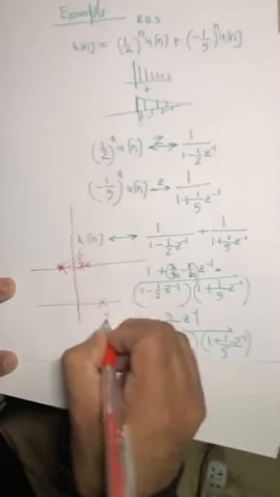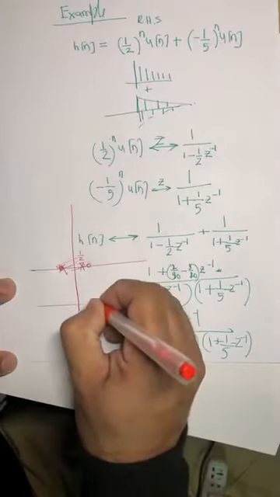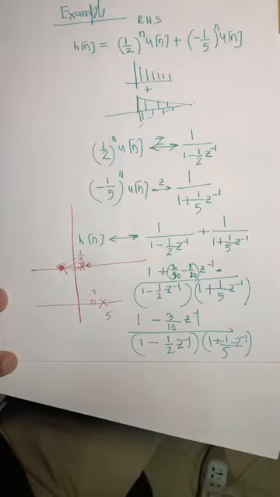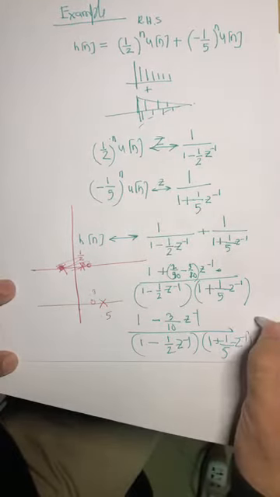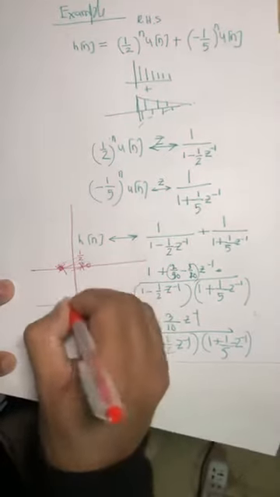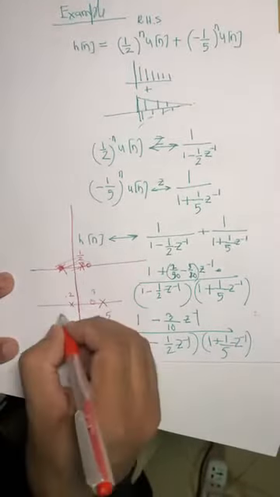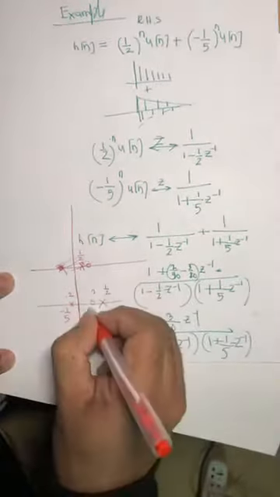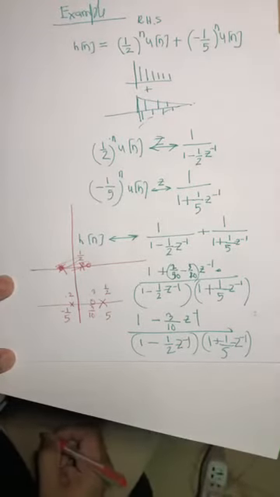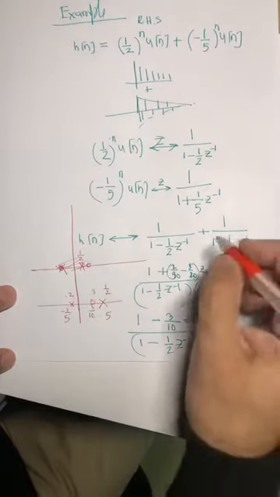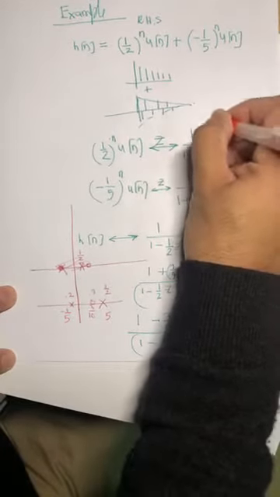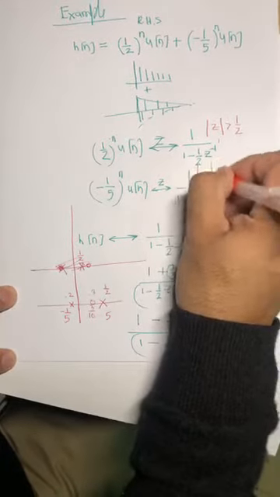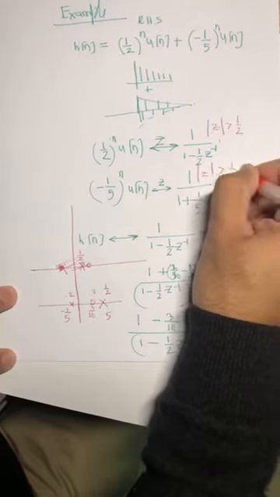Pole at 0.5. A zero at 0.3, and another pole at 0.2, minus 0.2. So this is at minus 1 over 5, this is at half, and this is at 3 over 10, okay? So we know the region of convergence for this is Z magnitude greater than half. And region of convergence for this is Z magnitude greater than 1 over 5.